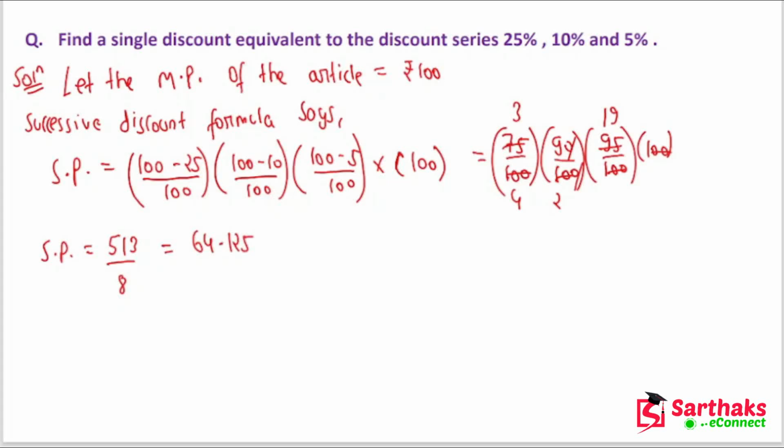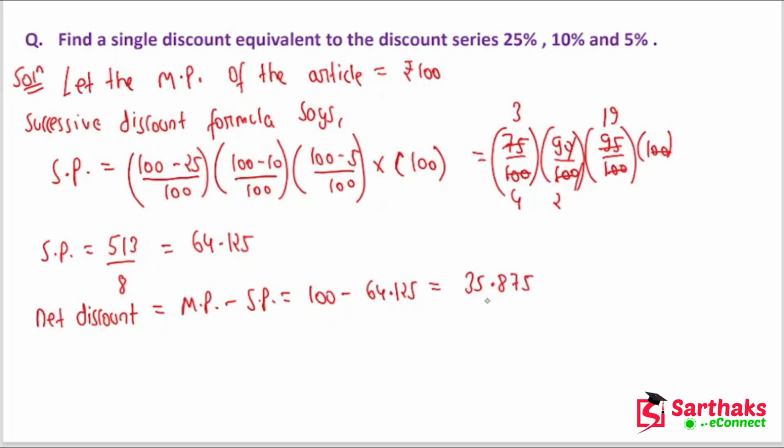64.125. Now see, you started with 100 rupees, and after giving three successive discounts, the actual discount which you have given, after applying the single discount, you got 64.125. So you can clearly see what the discount percent is over 100 rupees. You subtract this and you will find the net discount is equal to MP minus SP, which is 100 minus 64.125, which is equal to 35.875. Okay, so that is the net discount which we are getting.